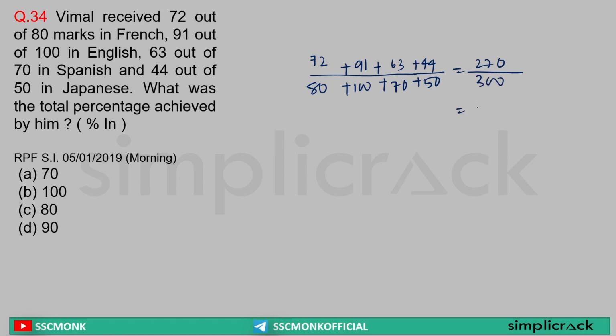So how much has he scored? Sir, zero crossed out. Sir, 100%, zero crossed out. 3 nines are 27. So this is 90% he secured. So he secured how much? 90% of the marks. Option D.